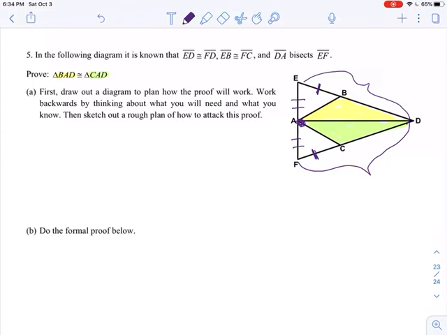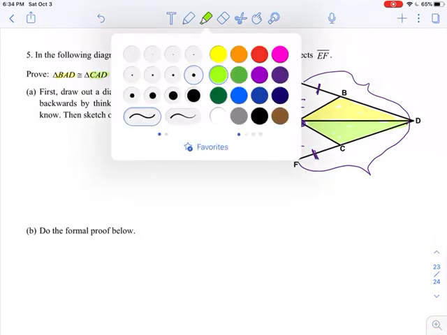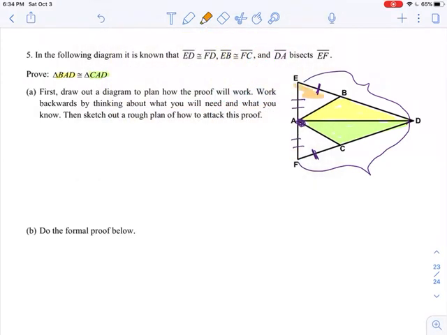I don't really have anything in the yellow or the green triangle to help me, besides the fact that they share AD. I have nothing else. But I have lots of stuff in this triangle. Let me make them a different color, I'm going to make them orange. I have lots of stuff that I could use to prove this triangle congruent to this triangle. In fact, I'm almost done.